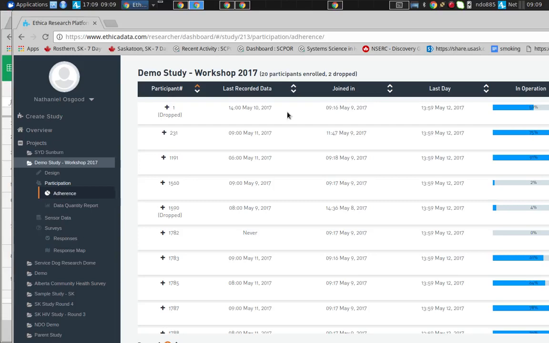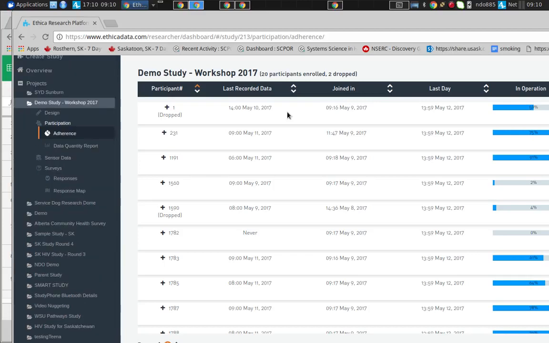It says open-ended, okay. But note this other one, last recorded date. That was the last date at which data was received from that participant. So there's a participant here, a person, ladies and gentlemen, of mystery, who, 1782, has never reported data. There's another person whose last reported data was on May 9th, some time ago. Many others are quite current here. And participant 1, for reasons known only to him, has dropped the study.